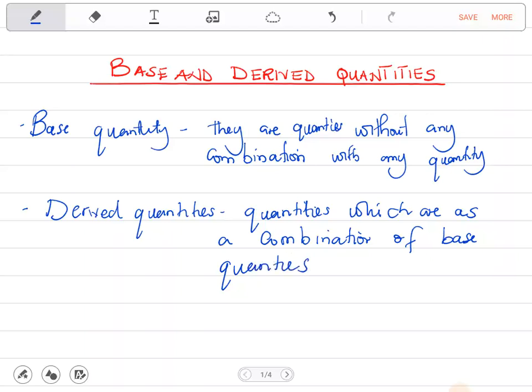Now from here, that's where we get what we call the base units and the derived units. Because a base quantity should have a base unit, and a derived quantity should have a derived unit. For examples of base quantities, we have 7 of them. Take note, there are 7 base quantities.